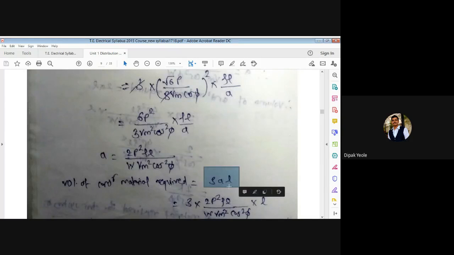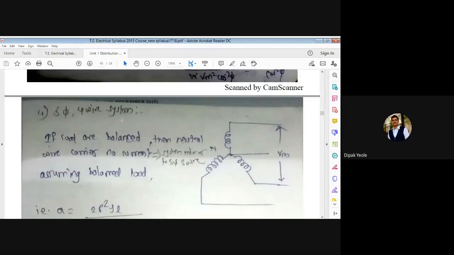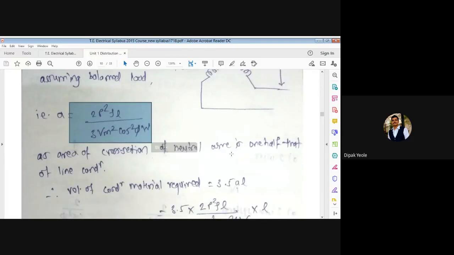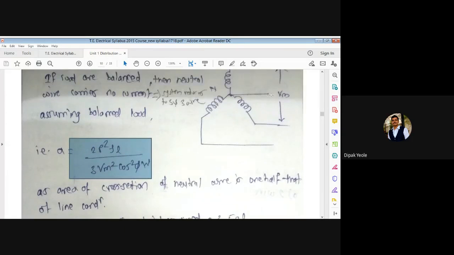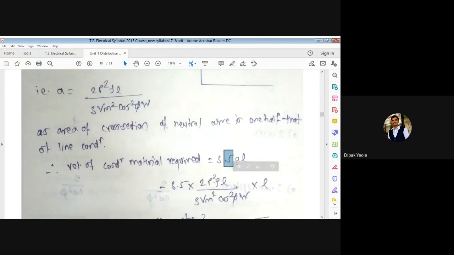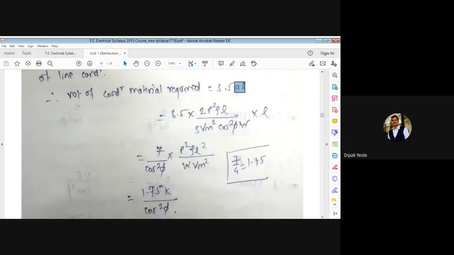Put the value of A, solve the equation in terms of K. 1.5K divided by cos square phi, and the last is 3 phase 3 wire, 3 phase 4 wire system. Obviously this is a balanced, so it will reduce to 3 phase 3 wire. Directly you can take the A. Yes, obviously there is a neutral wire available, so we have to add that 0.5, so it becomes 3.5 times AL. Put the value of A and try to solve the equation in terms of K.